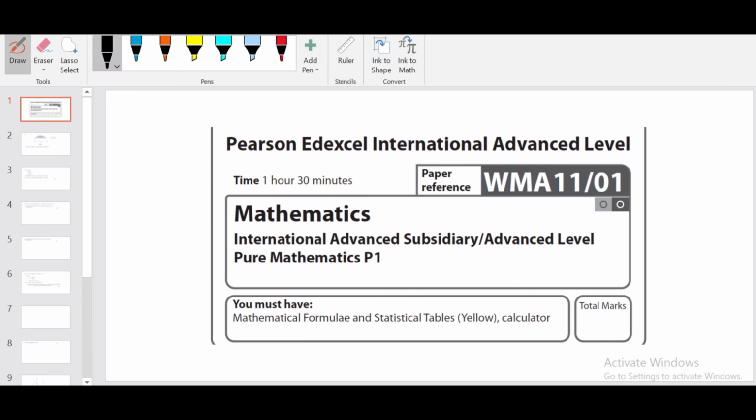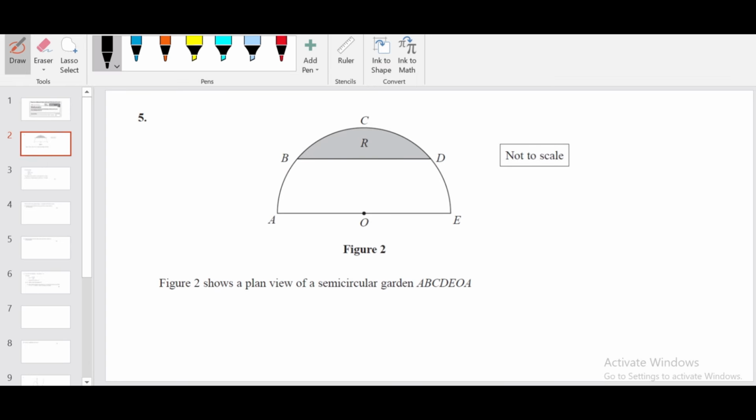This is Baiju Vasudevan. Here we are solving Pure Math 1 past paper for January 2022. In part 1 we have completed question number 1 to 4. Let's look at question number 5.